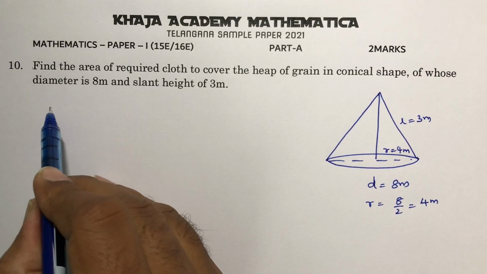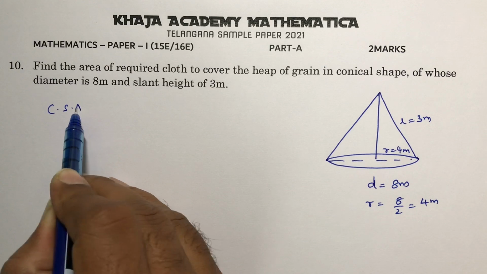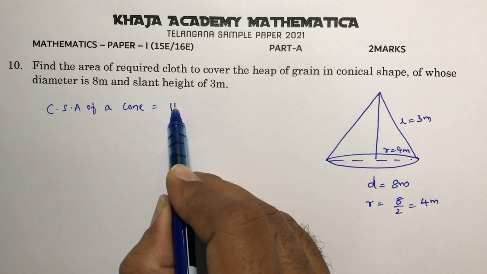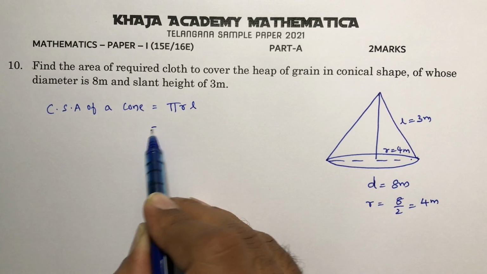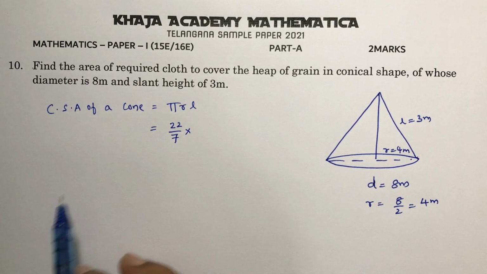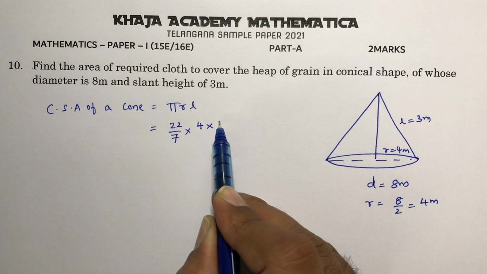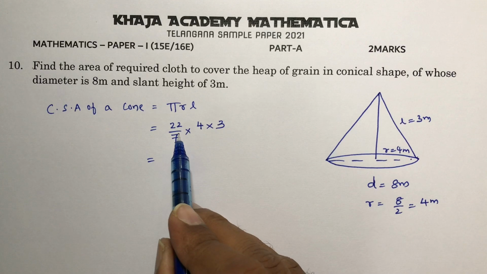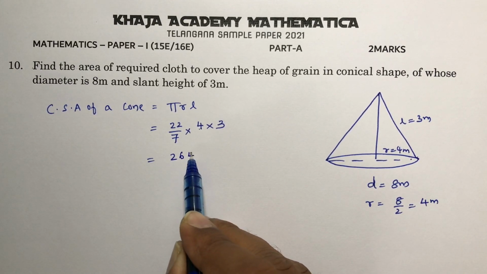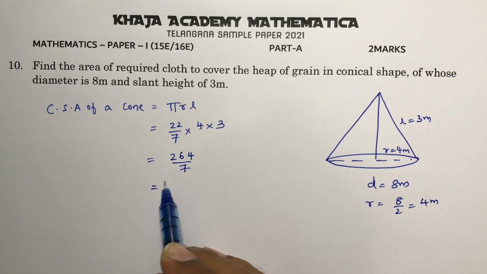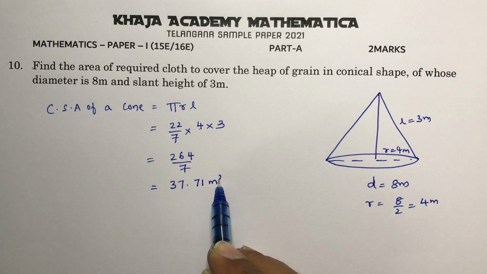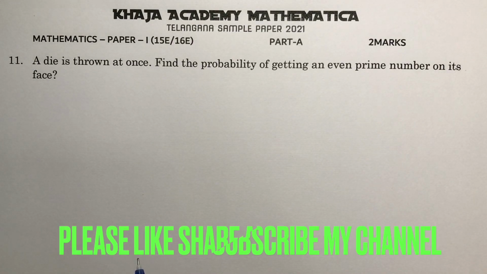We need to find the curved surface area. Curved surface area of a cone. It's a direct problem, that is pi r l. Pi value is 22 by 7 and radius is 4 and slant height is 3. So 22 into 4, 88 into 3, 264 by 7. So if you multiply, 37.71 meter square.